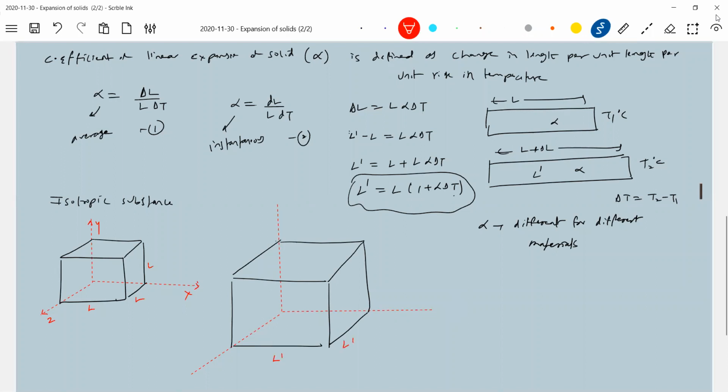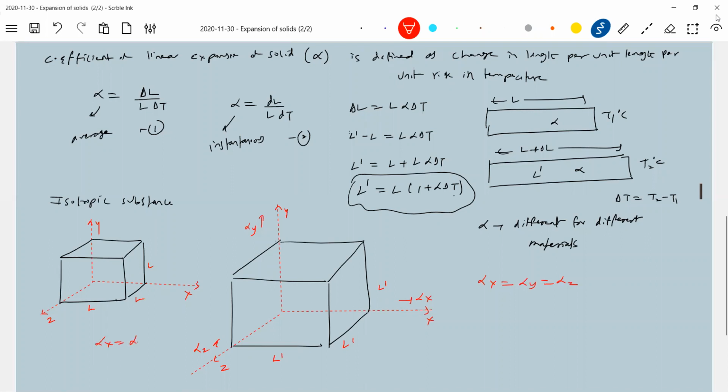L dash, L dash, L dash. So how much it will expand along the x-axis? In a similar way, it will expand along the y-axis. So the expansion will be the same in all directions. So alpha x, alpha y, alpha z: you measure the length of each side of the cube. It will be the same. So therefore, alpha x equal to alpha y equal to alpha z. This is what happens for an isotropic substance.